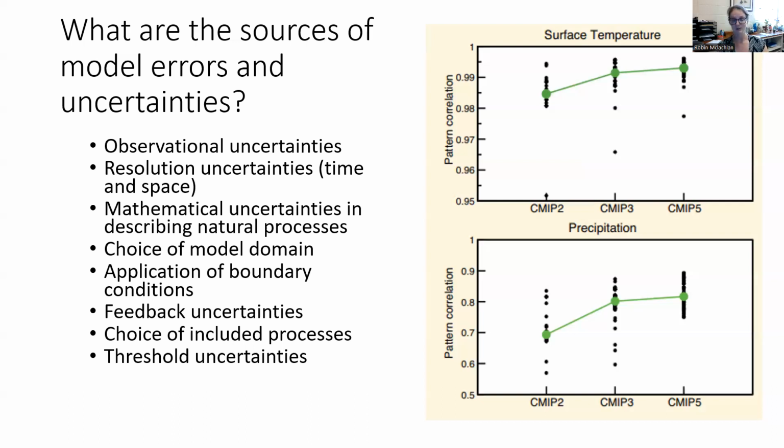We have to choose a model domain. What space are we looking at? The application of boundary conditions. If we have a regional model, right, there's edges to that region. We have to know, well, what parameters are we putting into those edges? There's feedback uncertainties, choice of included processes. We can't include everything. Threshold uncertainties, things like that all go into making errors and uncertainties in our model.